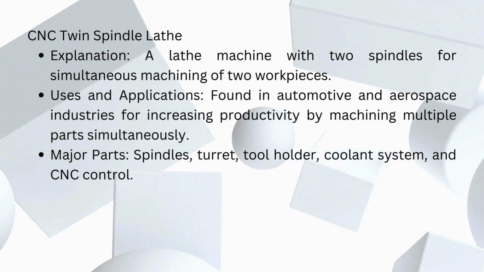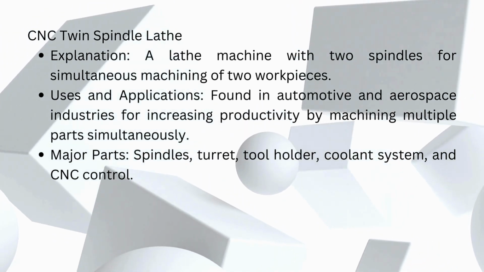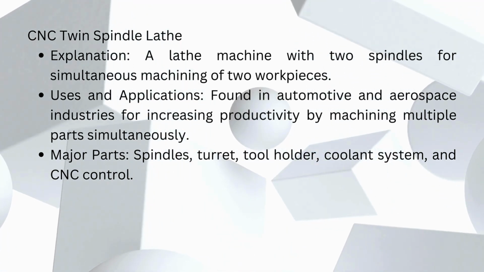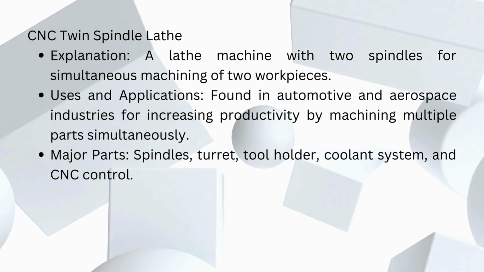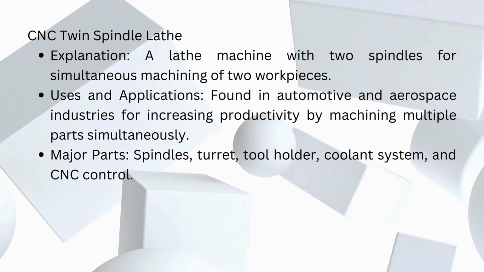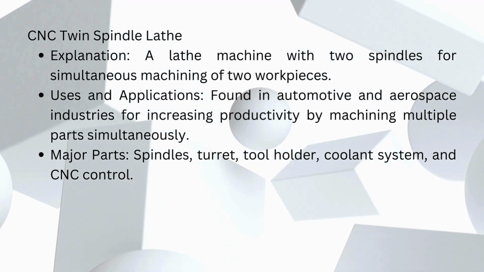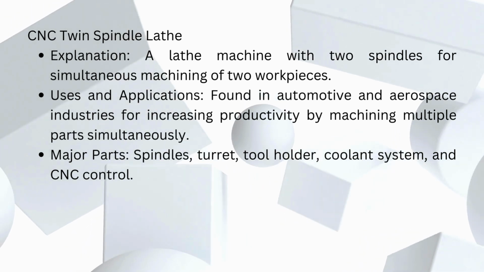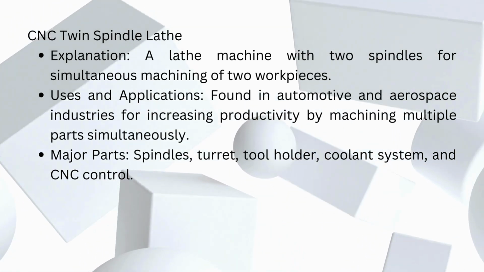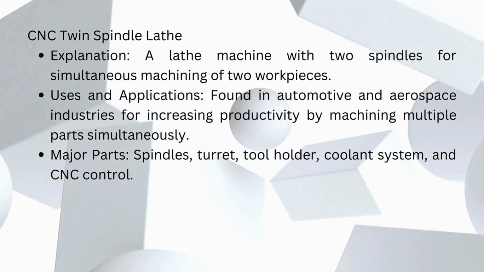CNC twin spindle lathe. Explanation: a lathe machine with two spindles for simultaneous machining of two workpieces. Uses and applications: found in automotive and aerospace industries for increasing productivity by machining multiple parts simultaneously. Major parts: spindles, turret, tool holder, coolant system, and CNC control.